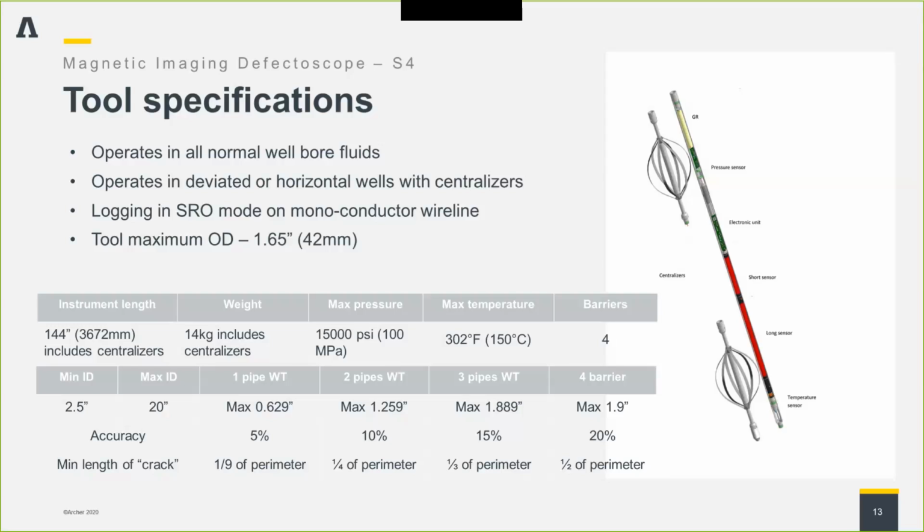A crack can be quite hard to detect. If it's vertical, along the axis of the well, it's much easier to detect because it interrupts the current path that's introduced, so we can see that easier.